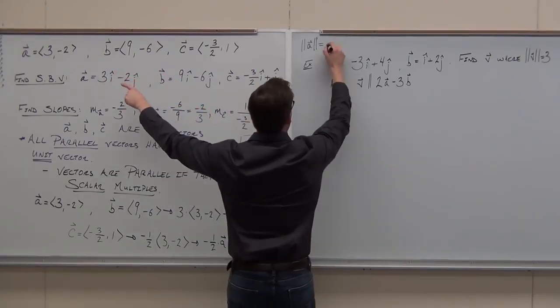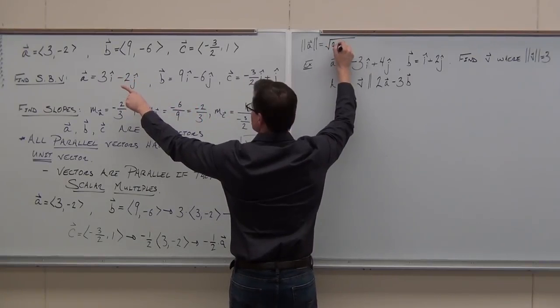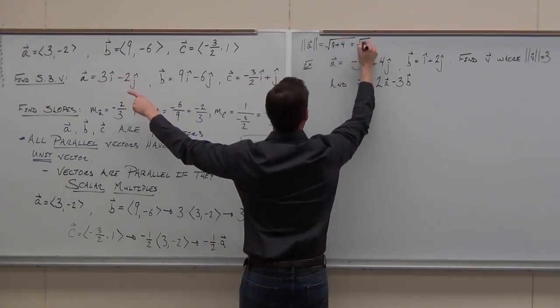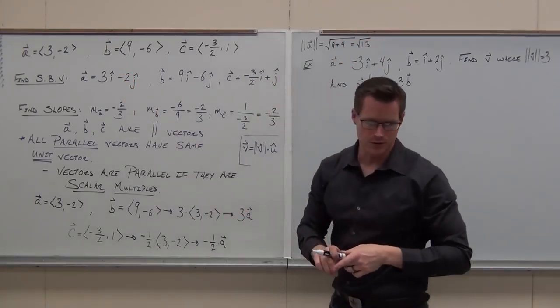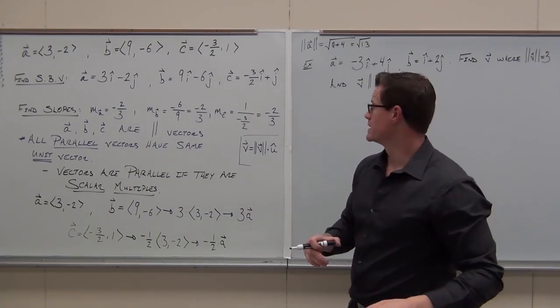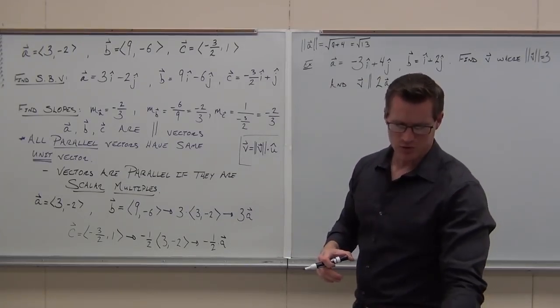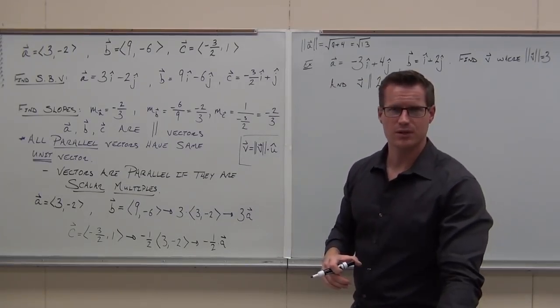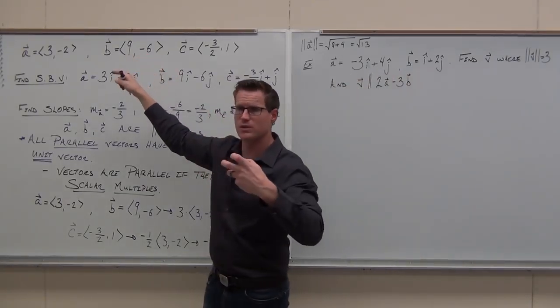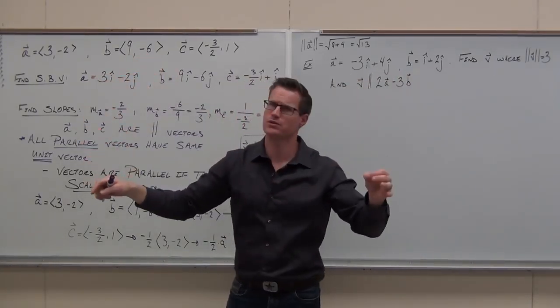So here we have 9 plus 4, square root 13. For vector A, hopefully you got square root 13. Did you get that? For vector B, I got square root of 117. Did you get square root of 117? Yes. So when you square them, 81, 36, add them, 117, square root, don't forget square root though.